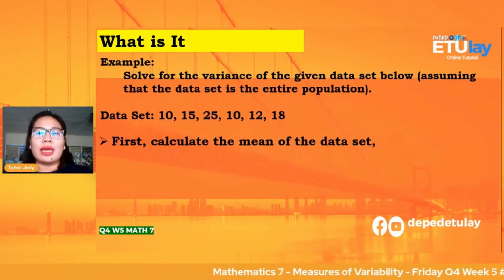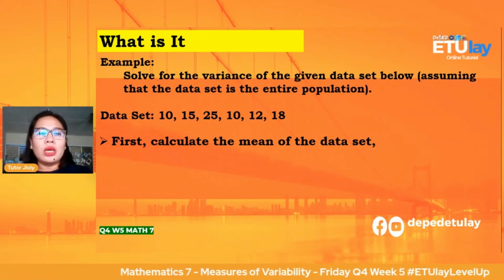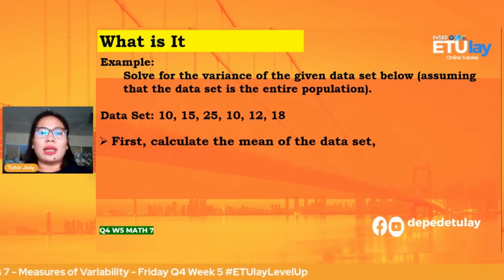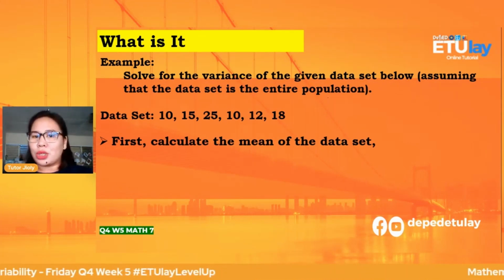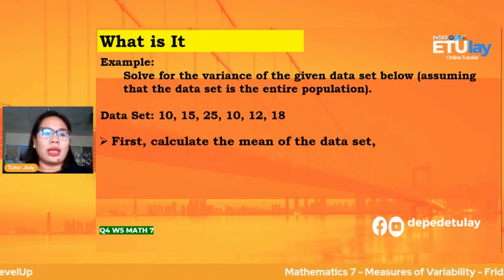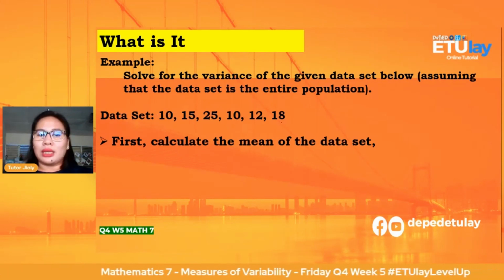Okay, so we have the example. Solve for the variance of the given data set below, assuming that the data set is the entire population. Okay, so we have the example, data set natin is 10, 15, 25, 10, 12, 18.